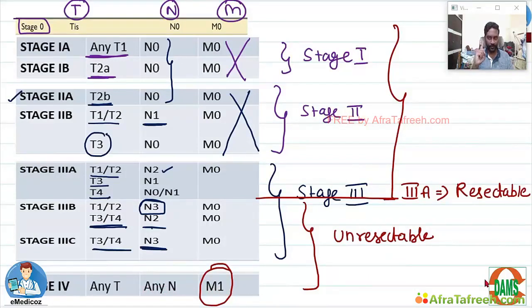So once again, know this basic. Lymph node involvement is generally not seen in stage 1. N1 involvement is seen in stage 2. N2 and N3 involvement happen in stage 3. Metastasis will happen in stage 4.